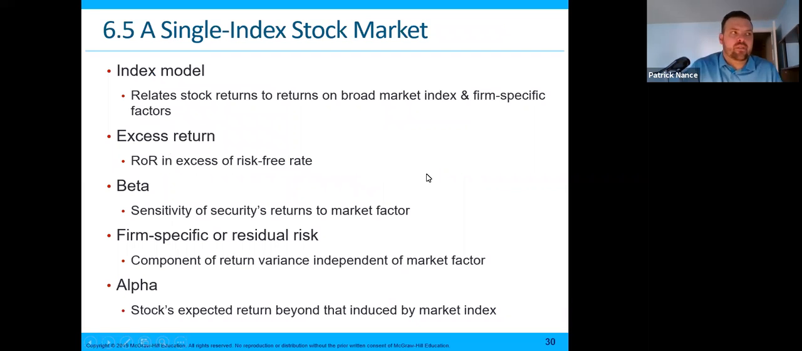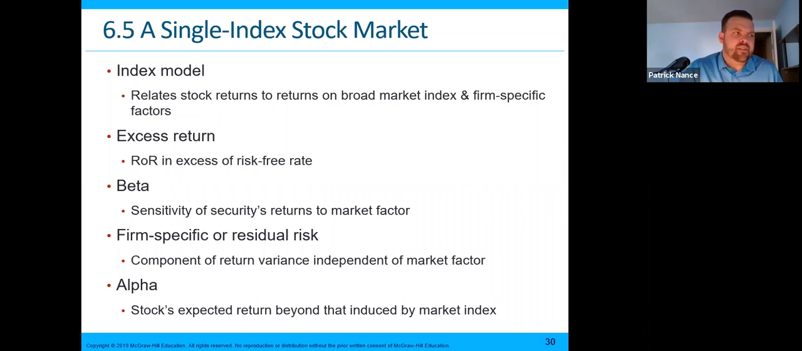So an index model relates stock returns to returns on a broad market index and firm-specific factors. Remember, indexes are things where we take a group of stocks and add them together, put them all in one place. And when you see things like the Dow Jones does this, or the S&P 500 does that, they're talking about an index. Excess returns is anything that we get above the risk-free rate, so our return that we get outside of that.